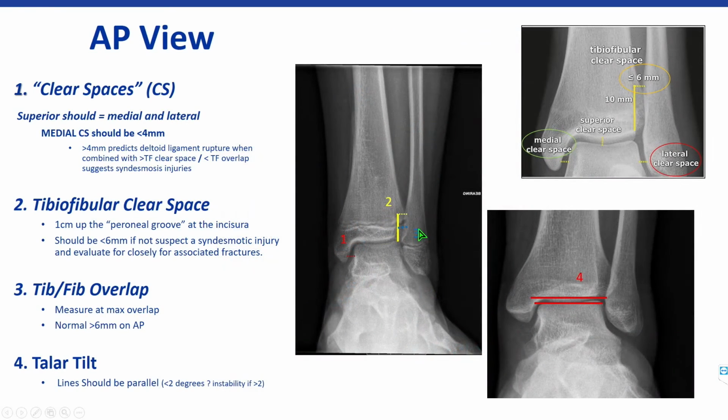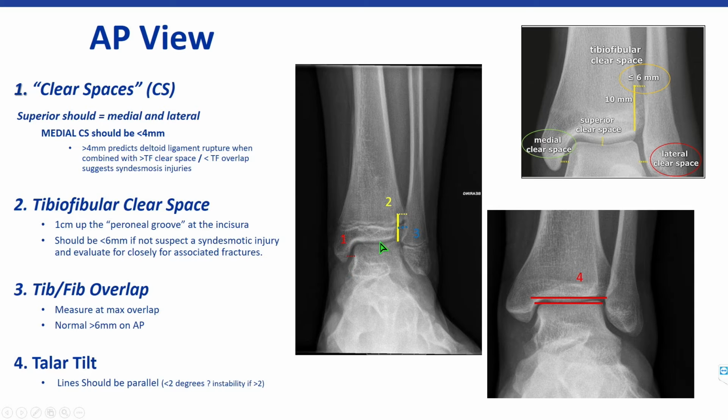So when we're looking at the AP view, I would start looking first at, and you can go in any order, but again, I think it's important that you approach these step by step in your own way with a methodical approach. Some of the things that are important to look at, again, this is by no means an inclusive list, but certainly some things that I feel are valuable and important to look at. So the medial mal, or the clear spaces.